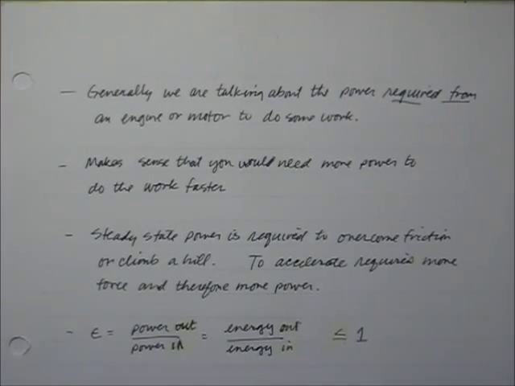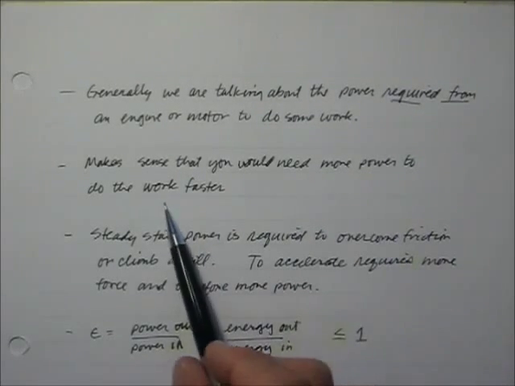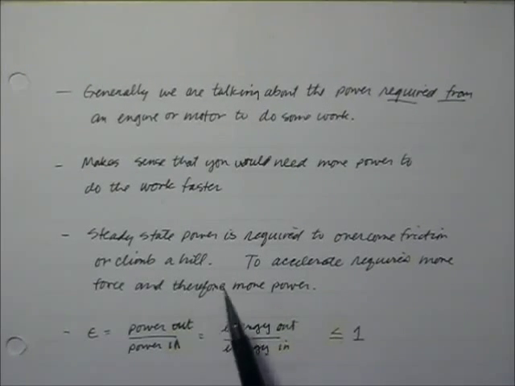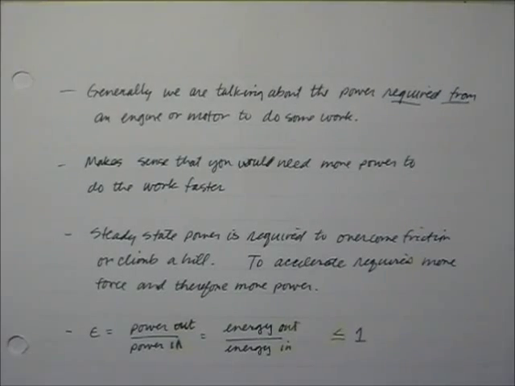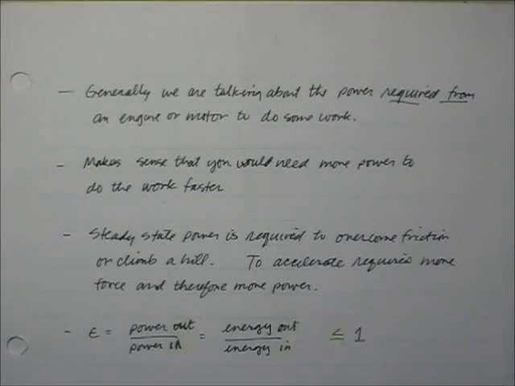All right, so let's talk about the general case. Most often we're looking for some power required. An engine or a motor has to do some work over some time, so we're looking for how much power you might need. It makes sense that if you try to do some work in a faster period of time, you'd need more power. So steady state power often is required to overcome friction or to climb a hill. However, to accelerate requires more force, and therefore more power. So we'll do a couple of examples here illustrating steady state and acceleration.